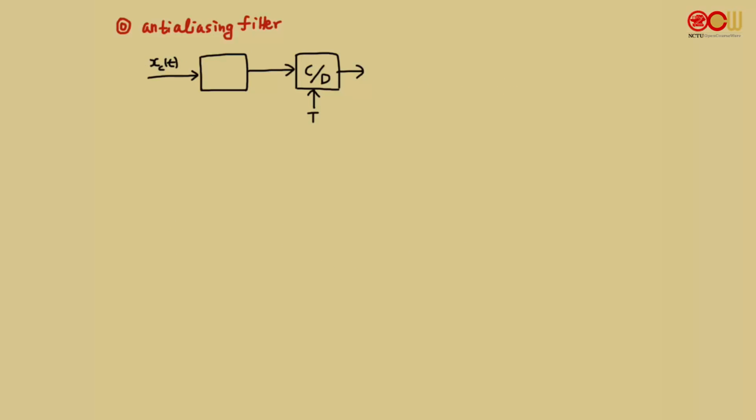Suppose we are given a C to D converter with the sampling period T, and we want to sample a signal x_c. This x_c may not satisfy the sampling theorem, so we first apply an anti-aliasing filter. This H_AA is an anti-aliasing filter, and it's an ideal low-pass filter with a cutoff frequency omega s over 2.